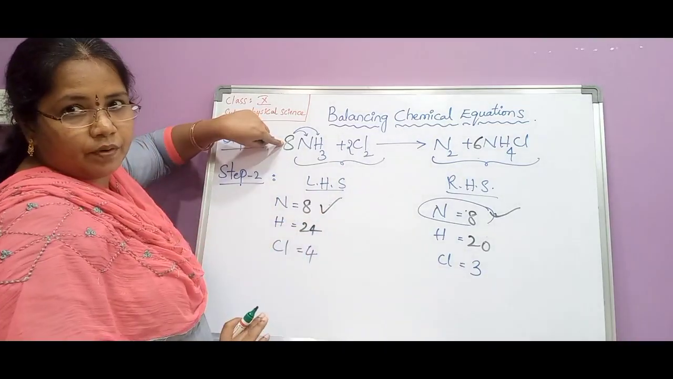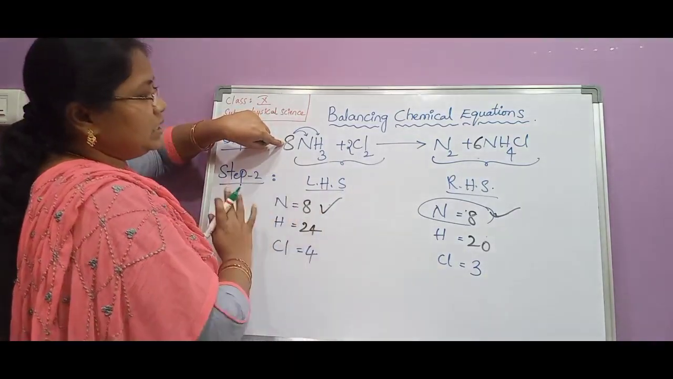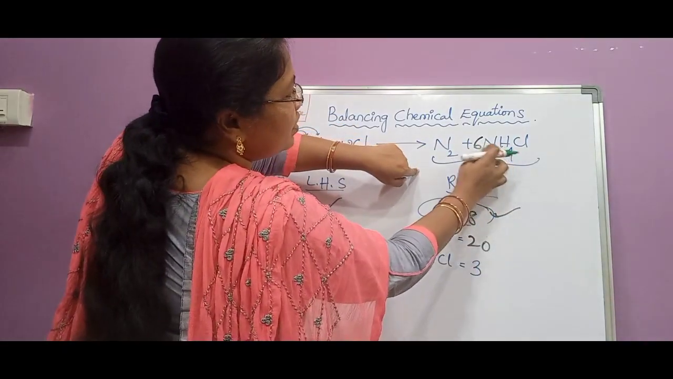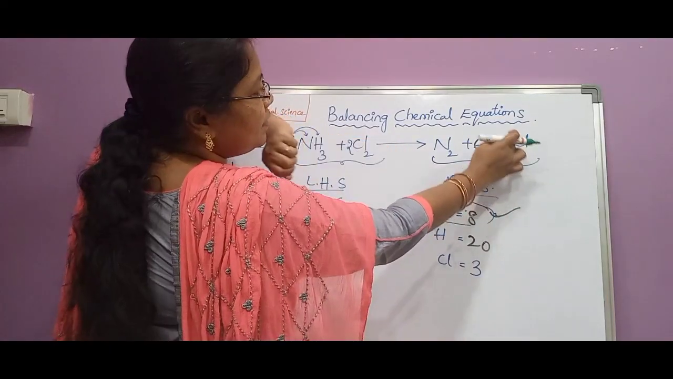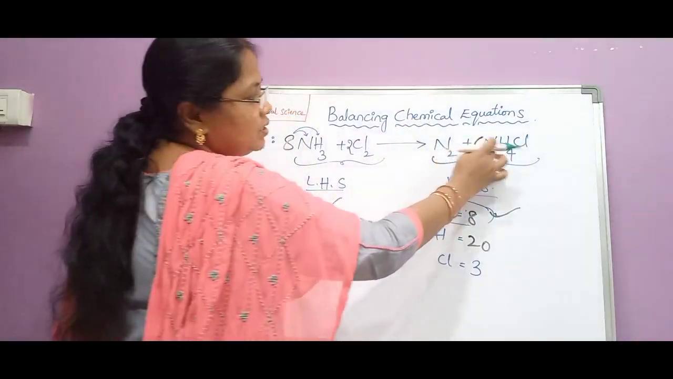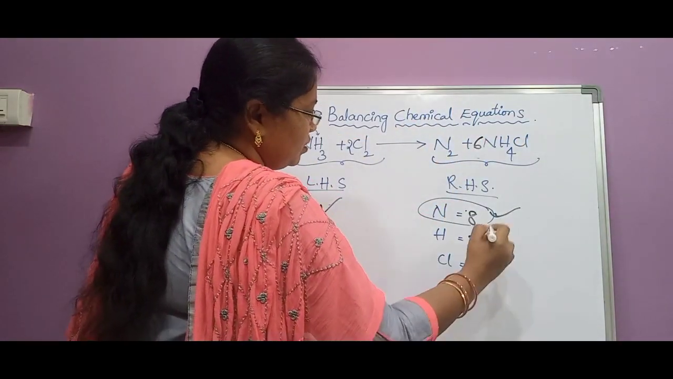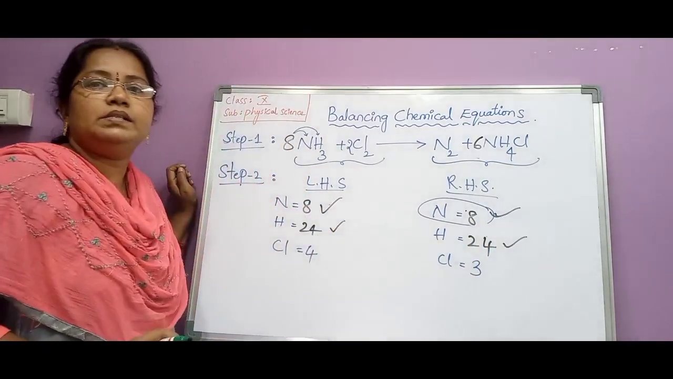8 into 3, that is 24. Now hydrogen atoms became 24 this side. What about this side? 6 4s are 24. You have to multiply, no? So 6 NH4Cl. H4 is there already. Subscript 4 is there for hydrogen, and 6 is there as coefficient. 6 into 4, 24. So hydrogen atoms are also balanced.